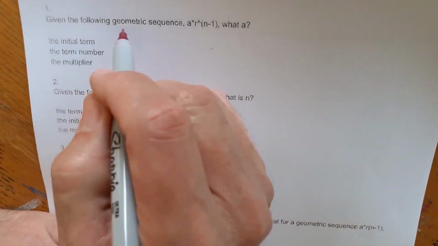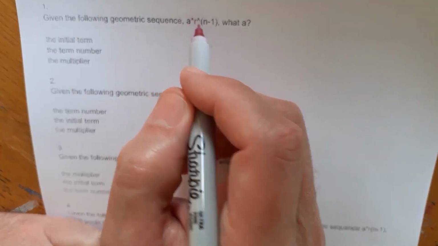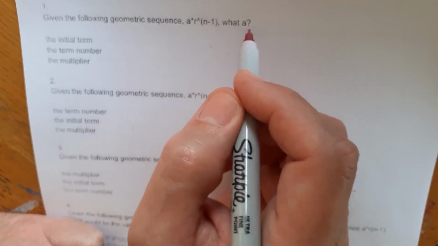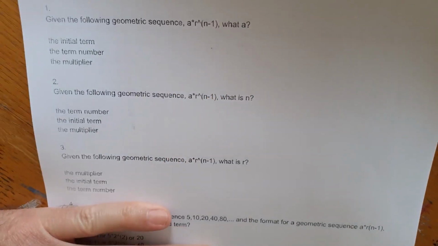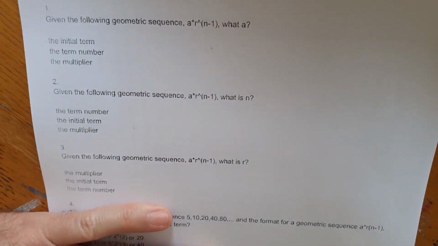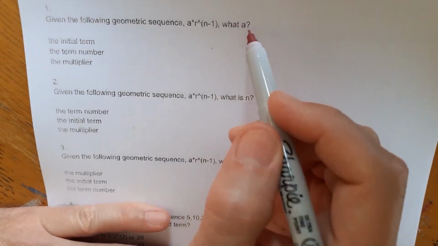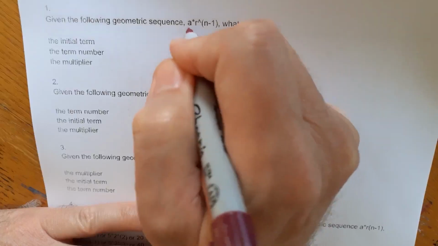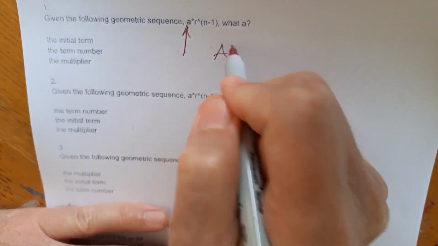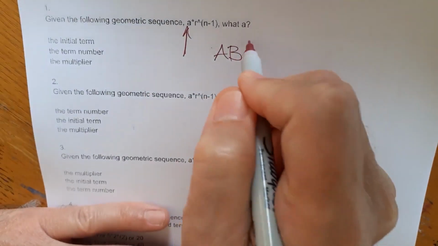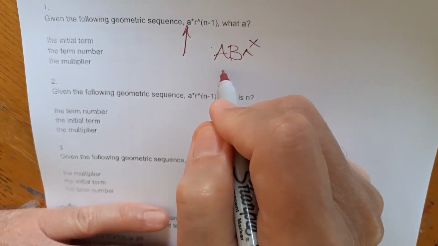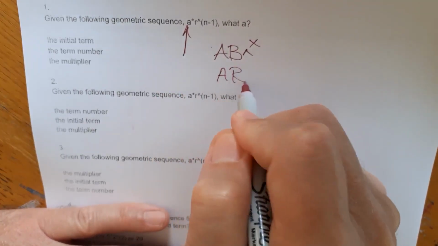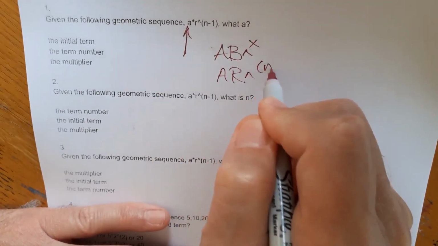Let's see here. Given the following geometric sequence, a times r caret n minus 1, what is a? So this does sort of go back a little bit to prior lessons. This is the 4th lesson. This is reaching back a little bit. So what is a? They're asking about this format, right? And we've had different formats. We've had a times b to the x. We've seen those. This one is an a times r to the caret n minus 1.